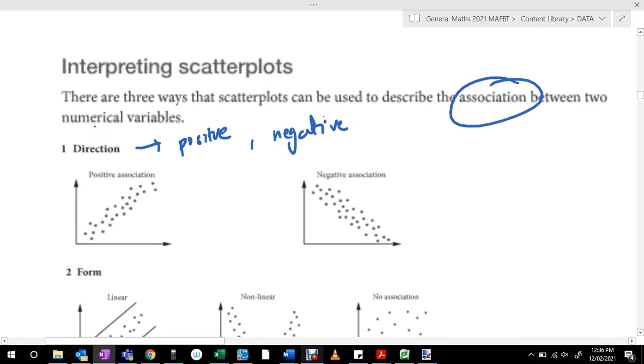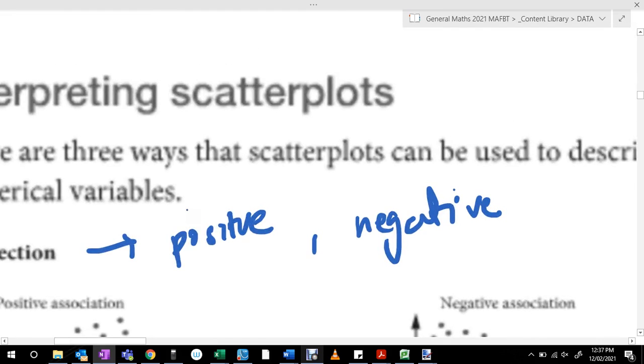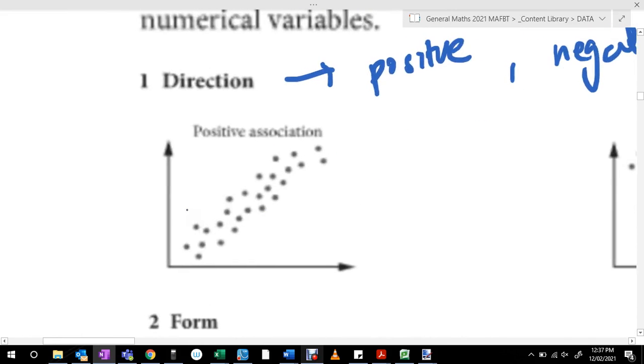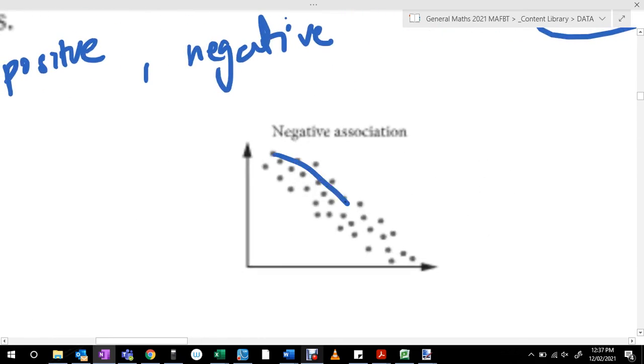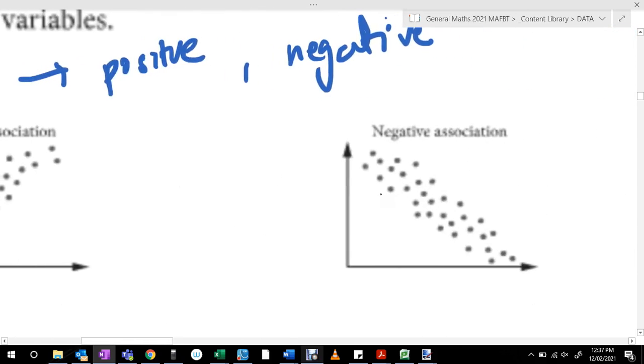So write this. You need to look for 3 things. Direction. With direction, you're talking about which way the graph is going. Is it going up or is it going down? I can see here, for example, this is a positive graph because it goes upwards. This is a negative graph because it goes downwards. So there's only really 2 directions, positive or negative.